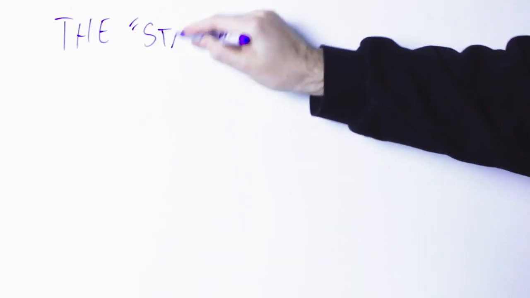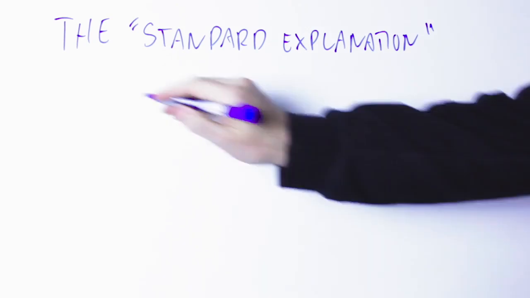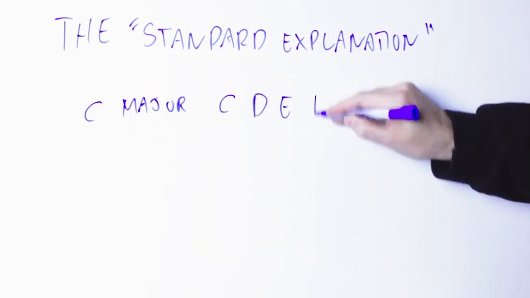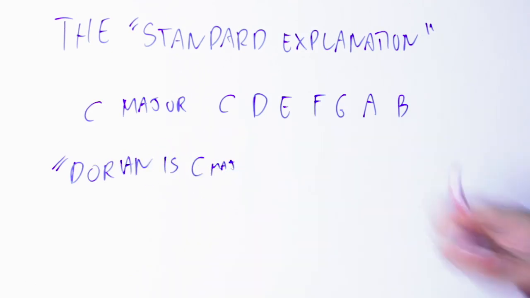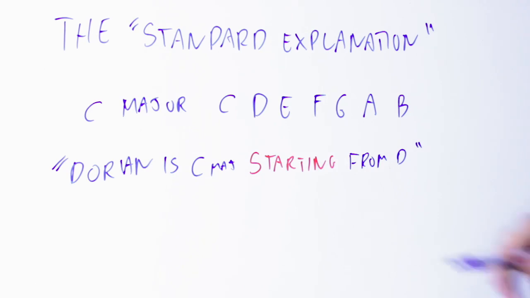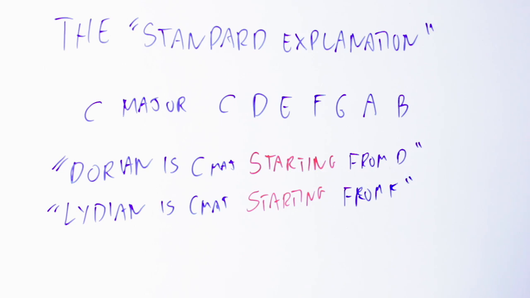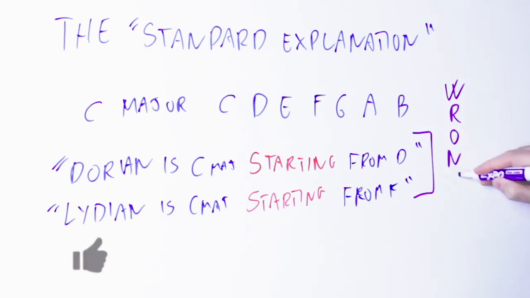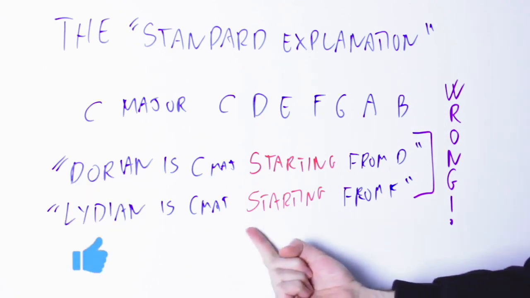Now, you may have heard what I call the standard explanation for modes. The standard explanation goes this way. We have the major scale, like the C major scale, and, for instance, the Dorian mode is just the major scale starting from the second note. Or the Lydian mode is just the major scale starting from the fourth note. Yeah, this is wrong. And the thing that makes it wrong is this word here, starting.